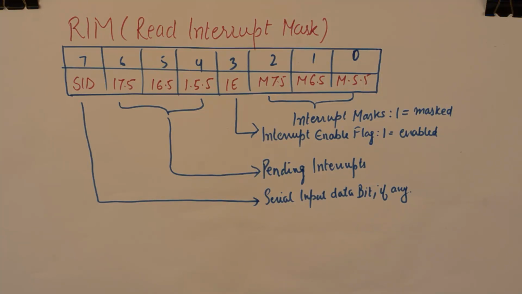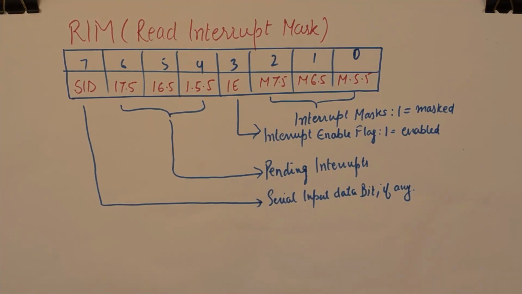So if at any point in time you want to know the status of the interrupts, what all interrupts are masked, what all interrupts are pending, whether the interrupts are enabled or not, and additionally if you want to see the input on the serial input data pin of 8085, then you can use this instruction. It is very easy to use and it works with the accumulator, or in other words it takes the data from the accumulator.